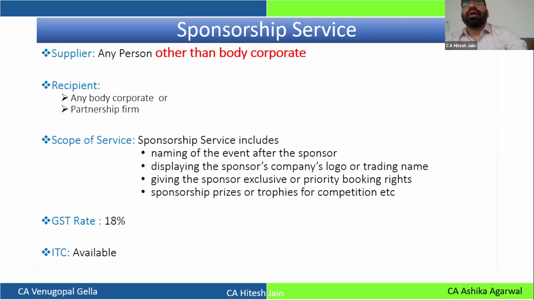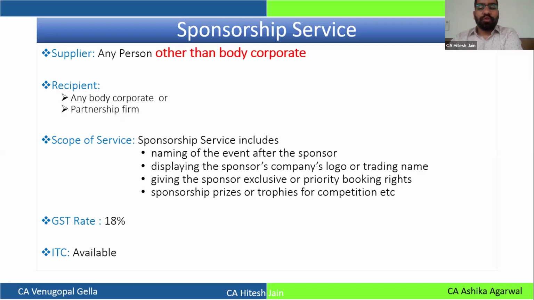Means if any body corporate is providing any kind of sponsorship services to any other body corporate or a partnership firm, then the recipient body corporate or the partnership firm is not liable to pay GST under reverse charge for such sponsorship services received. So in case suppose ABC Limited is providing sponsorship services to XYZ Limited, then XYZ Limited is not liable to pay RCM.